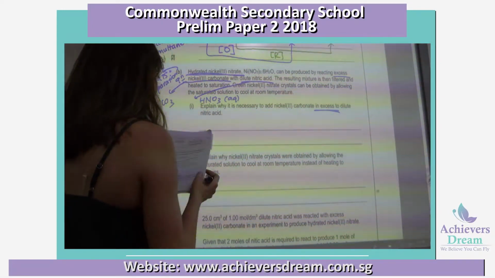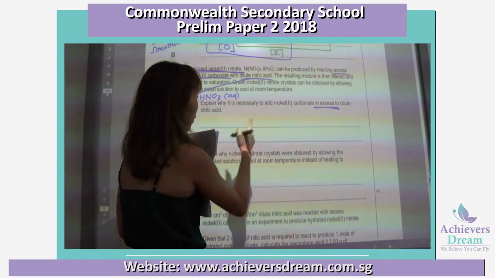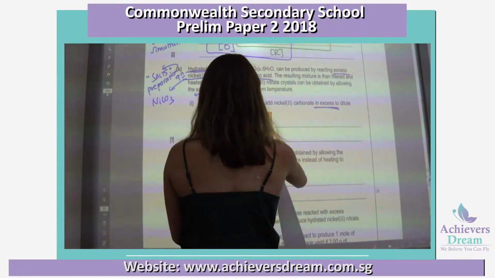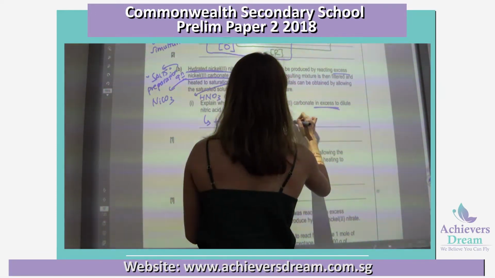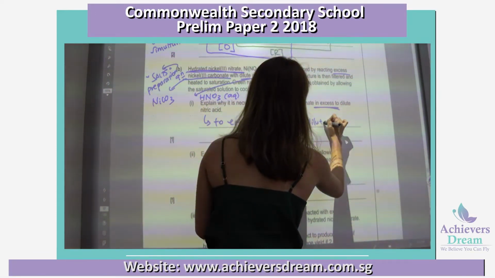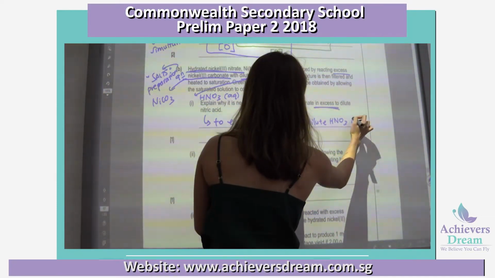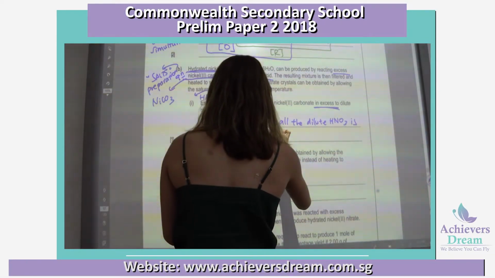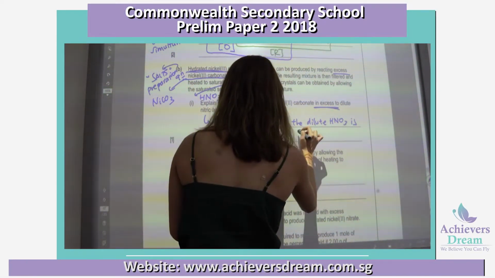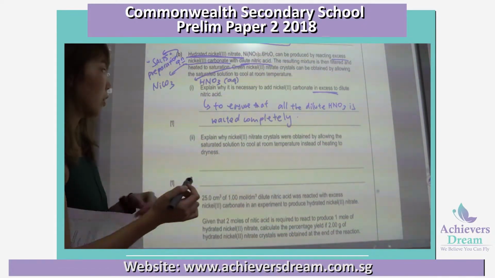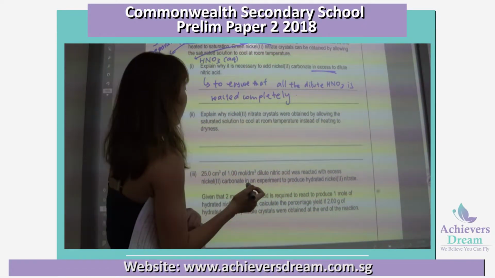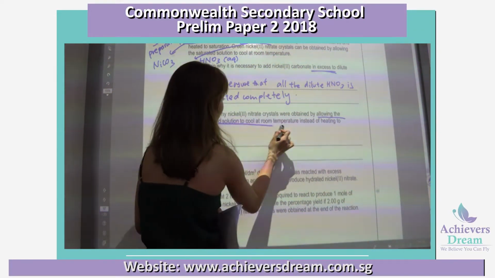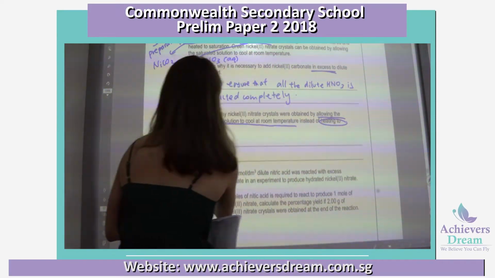Okay, so why is nickel 2 carbonate added in excess? It is to ensure that all the dilute nitric acid is reacted completely. Okay? Then for part 2, explain why nickel 2 nitrate was obtained by allowing the saturated solution to cool at room temperature instead of heating to dryness.